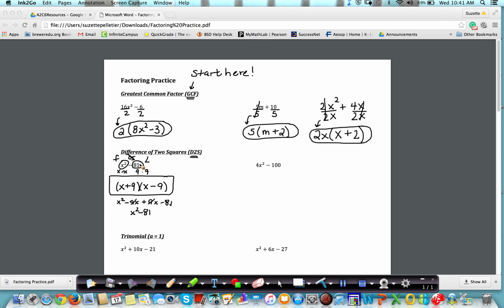First, x times x, last, 9 times 9, 1 is positive, 1 is negative. Okay, let's look at the second example.